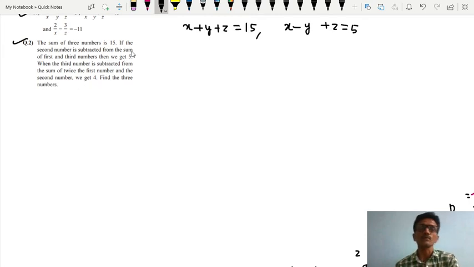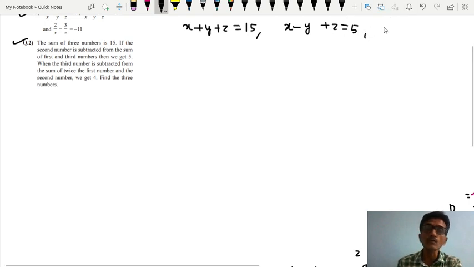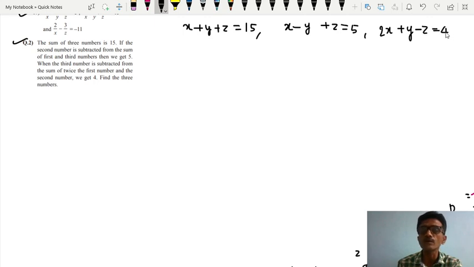Then when the third number is subtracted from sum of twice first number and the second number, we get 4. So the last equation will be getting twice first number, matlab 2x, sum of twice the first number and the second number. ये second number. इसमें से क्या subtract करना है? When the third number is subtracted, मतलब z is subtracted, what you will get? 4. You will get 4. तो ये हमको Cramer's rule से solve करना है.